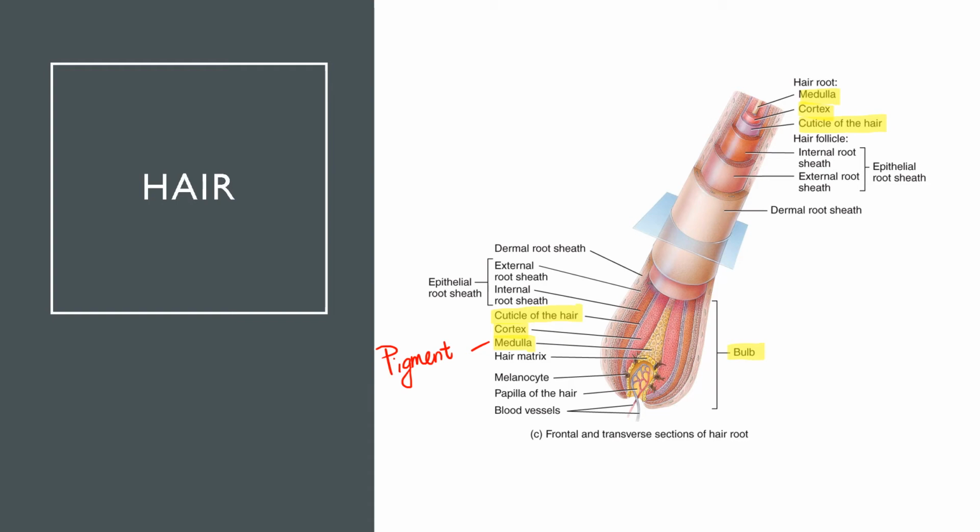The middle cortex forms the major part of the shaft, and it consists of very elongated cells. Then the cuticle of the hair, which is the outermost or most superficial layer, consists of a single layer of thin, flat cells that are very heavily keratinized.